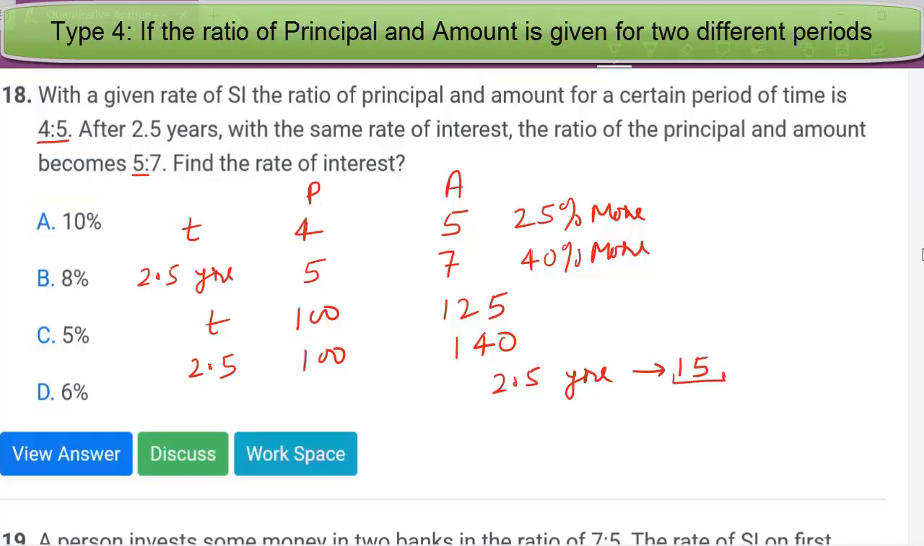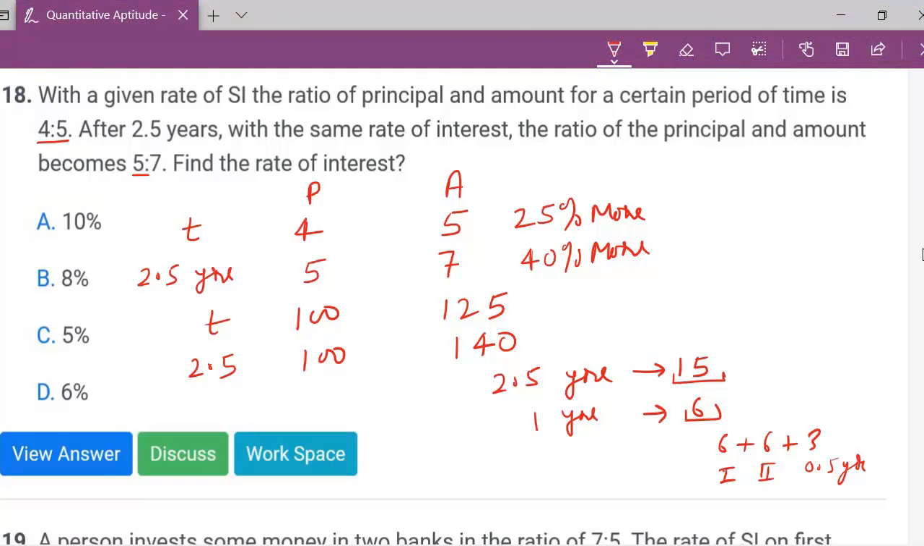So for one year, how much should you have got? 6 for the first year, 6 for the second year, and half of 6, that means 3, for the third, that is the 0.5 year, so 6 plus 6 plus 3. So directly we can say that if you get 15 rupees as simple interest in 2.5 years, then in 1 year you get 6%. The question asked to find the rate of interest, so the answer is 6%.